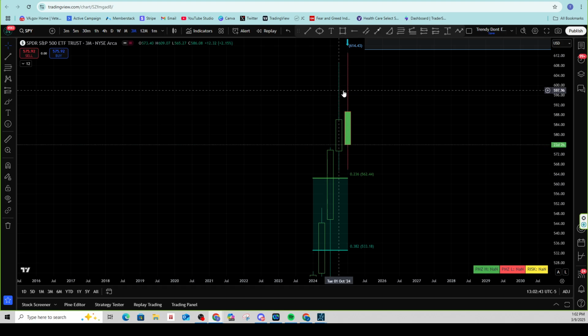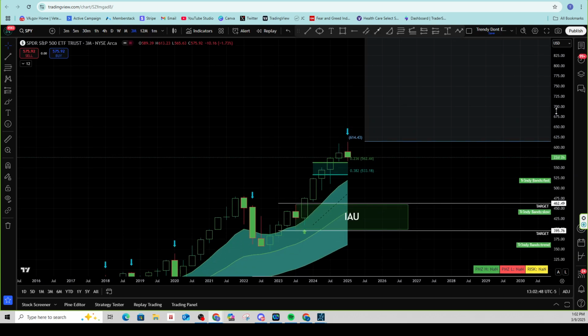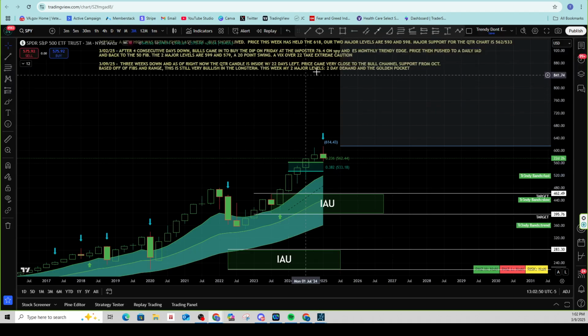And even if it pushes up, I believe it comes back down between those two levels. All right, guys, and let's go ahead and move on.